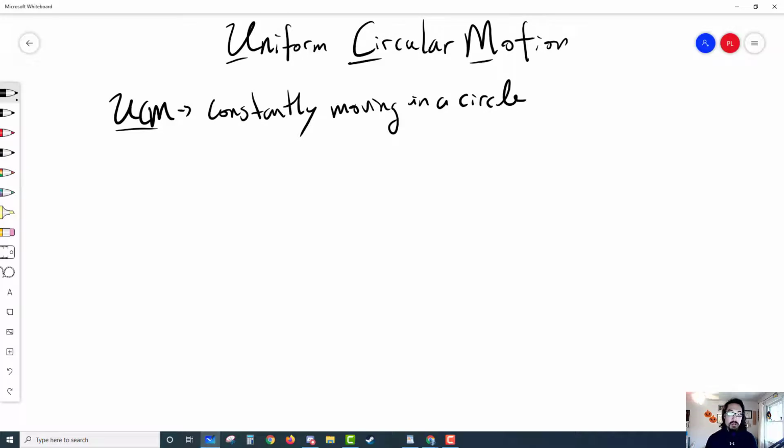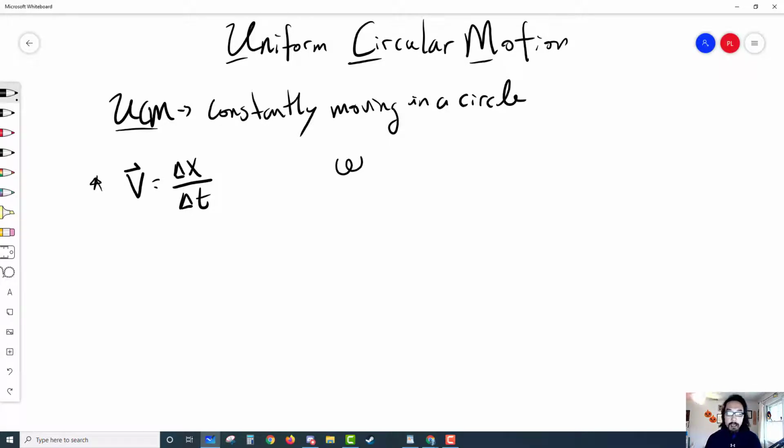To really dive into uniform circular motion, we have to take a step back and go back to the velocity equation. Velocity, if you remember, was the displacement over time, the change in position over the change in time. For uniform circular motion, we are going to use an equation very similar to this. Instead of v for velocity, I'm going to introduce a new variable.